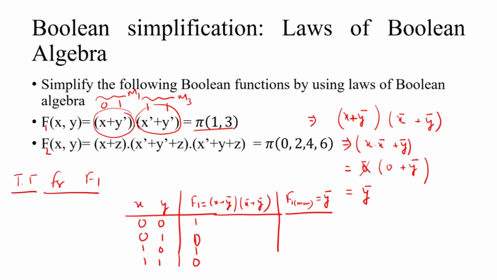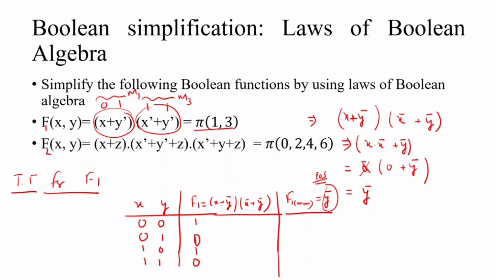Then what will this be? F1 is y complement, and here we consider that the function is written in POS form. This is only a single term and it is in POS form. After minimization the function is also in POS form, because this is a single variable present in primed form. When we consider it in POS form the value of y is taken differently, and when we consider it in SOP form the value of y is taken differently.